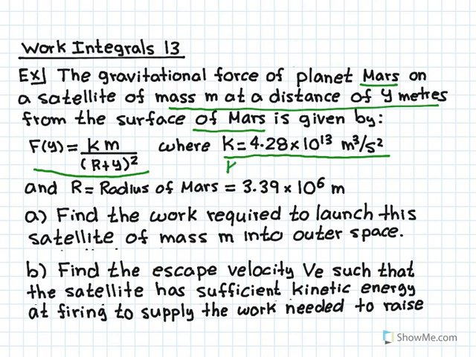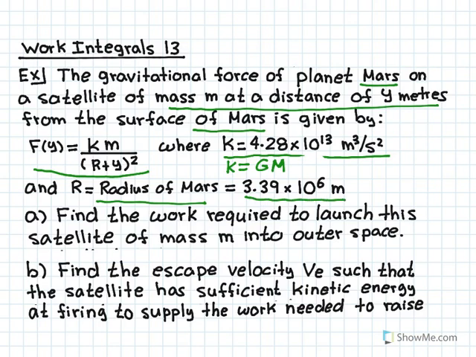K is really just equal to G times the mass of the planet, which is Mars. So capital G is the gravitational constant of the universe, and capital M is the mass of Mars. We group these constants together to make our computations a little bit easier. All right. So capital R is the radius of Mars. That's 3.39 times 10 to the 6 meters.